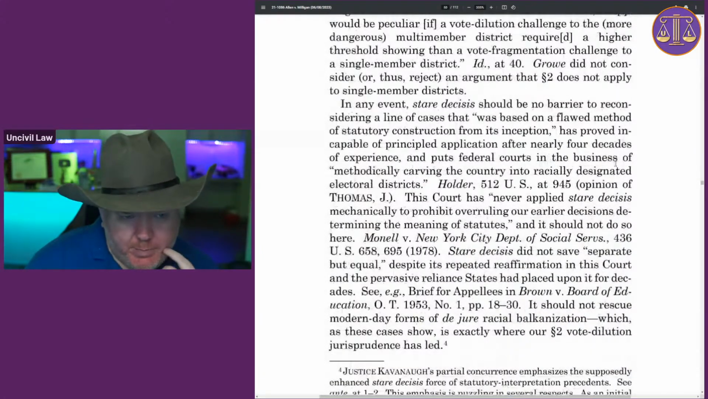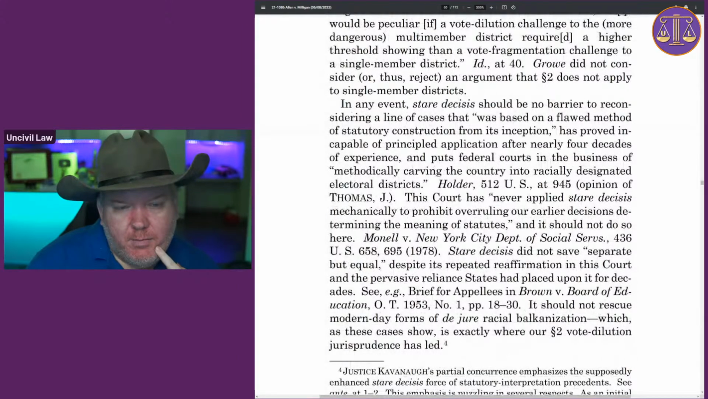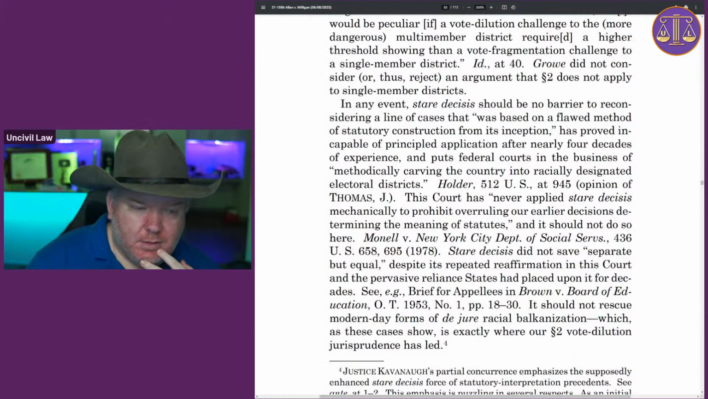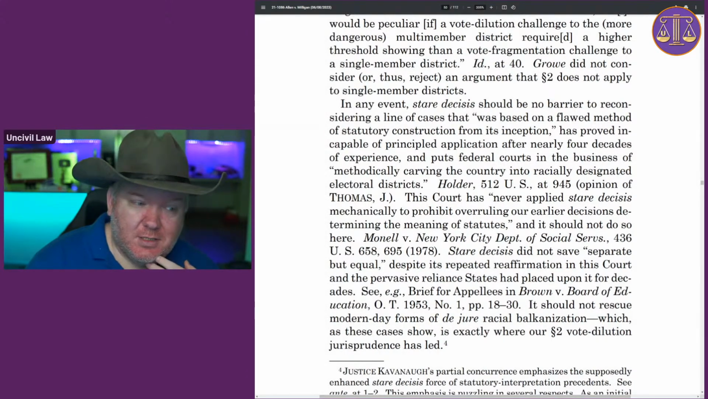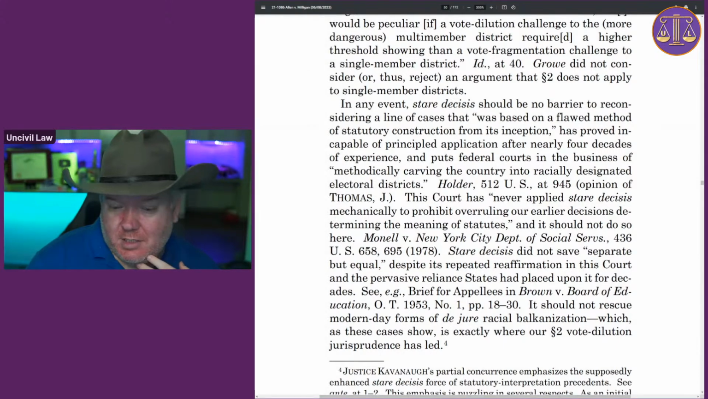Stare decisis should be no barrier. Was based on flawed method. It's proved incapable of principled application. They just think the precedent is wrong. They think it's unconstitutional. Oof, hardcore.